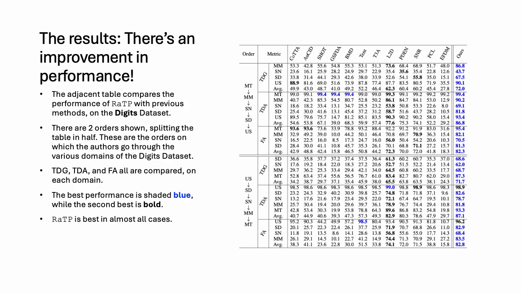Now, as you can see in the results here, there is definitely an improvement in the performance. In the last table, RATP clearly has the highest performance in almost all the cases.